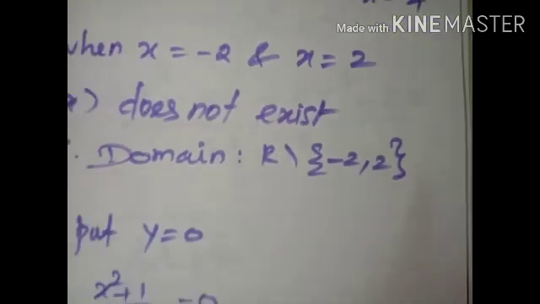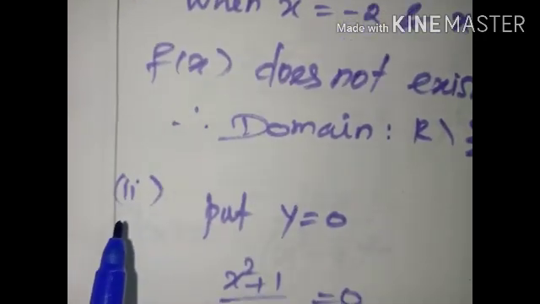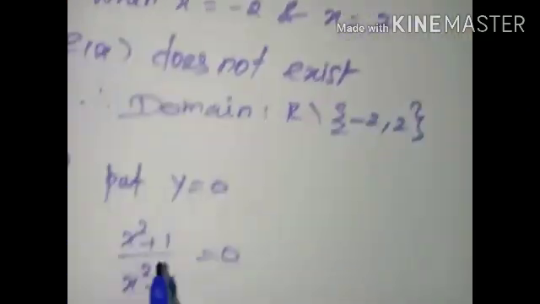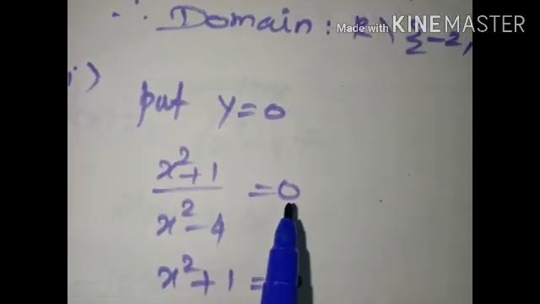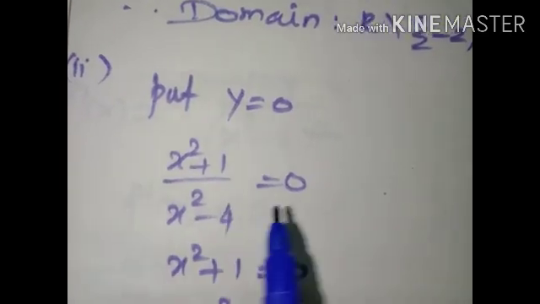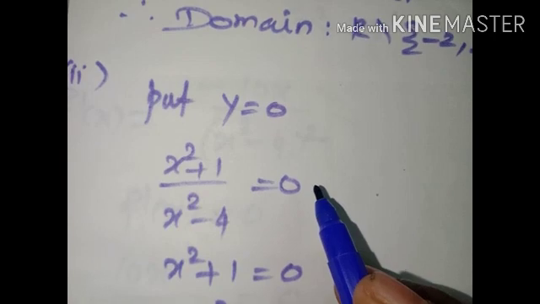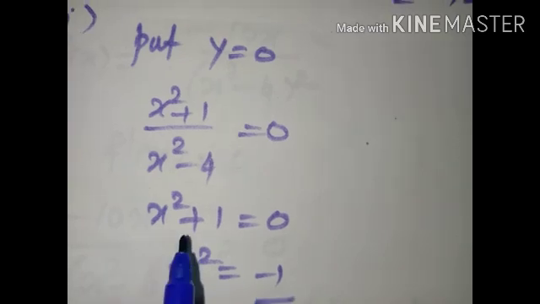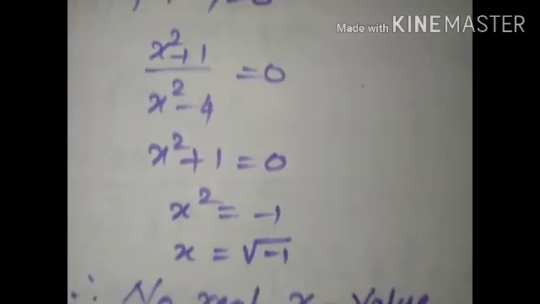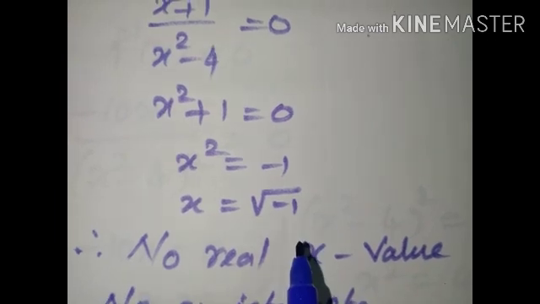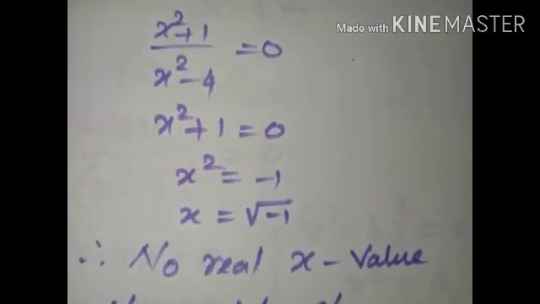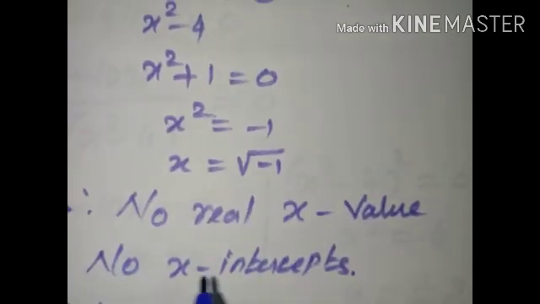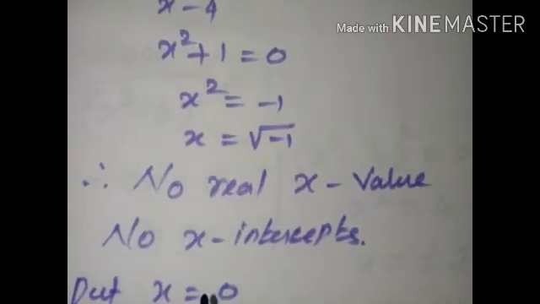Okay, next, the second one: put y equal to 0. So x square plus 1 divided by x square minus 4 equals 0. The denominator moves to the other side, where 0 times anything is 0. So x square plus 1 equals 0, x square equals minus 1, so x equals root of minus 1. Root of minus 1 is a complex number, not a real number.